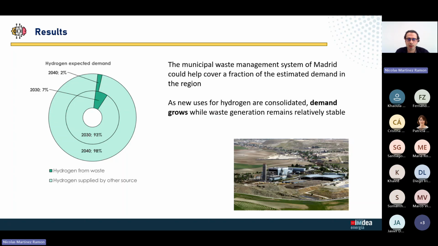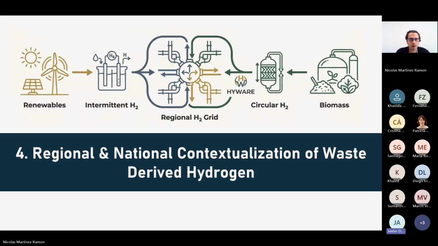But the fraction that it can cover decreases over time, because the demand is expected to increase exponentially as new uses of hydrogen become established. So we see that potentially Valdemingómez could cover around 2% of the hydrogen demand for the region of Madrid. But this is a study, and that number is very specific to the waste management system of Madrid. It doesn't really consider that Madrid has other sources of waste, and doesn't even consider how this waste-derived hydrogen can contribute to the national demand of hydrogen.